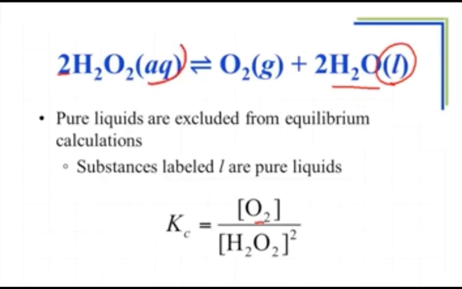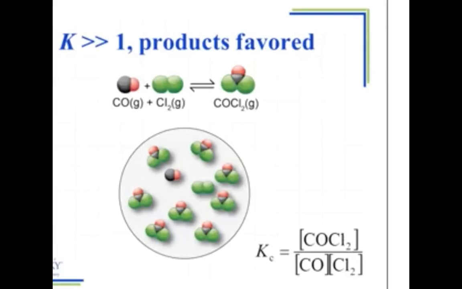And note that this is aqueous. Remember that aqueous means it's dissolved in water. It's a solution. And so I do include that in my law of mass action. So the only things I omit are solids and my pure liquids. I've assembled my law of mass action. I can use that information to calculate the equilibrium constant.